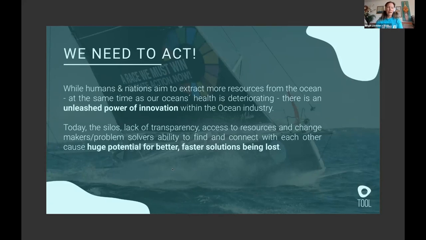We see that in a time where humans and nations aim to extract much more resources from the ocean, the ocean's health is actually deteriorating. There is an unleashed power of innovation within our ocean industries. Today, we have a number of silos, which Vidar also pointed to among the existing industries. There is a lack of transparency. There is a lack of access to resources for the right change makers. And the problem solvers and change makers' ability to find and connect with each other is not really there. So we see that there is a huge potential for better and faster solutions, which is currently being lost.